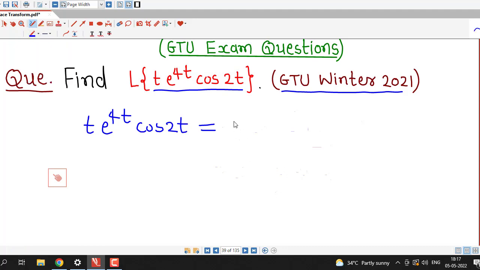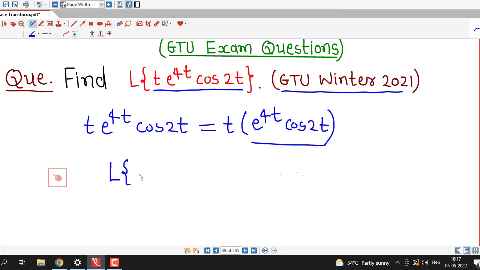So for example, suppose we consider this as t times e raised to 4t cos 2t. If we want to find the Laplace transform of t multiplied with this function, then first we should find the Laplace transform of e raised to 4t cos 2t, and whatever Laplace transform we obtain here, we will differentiate with respect to s, because we have a single power of t in the product.